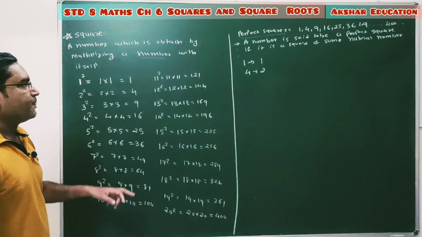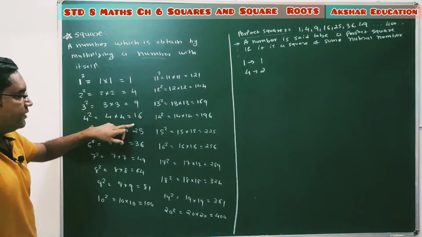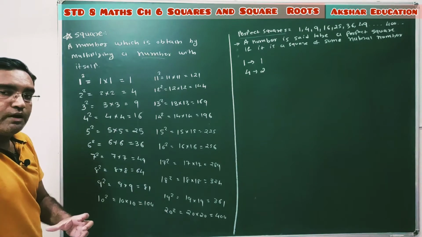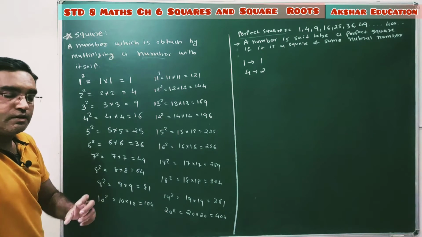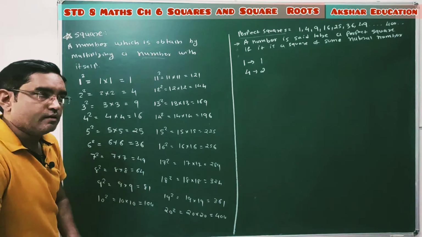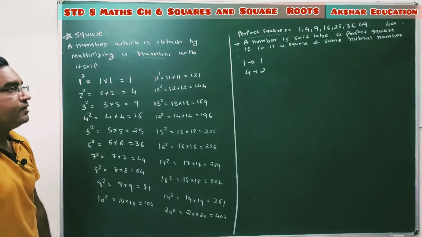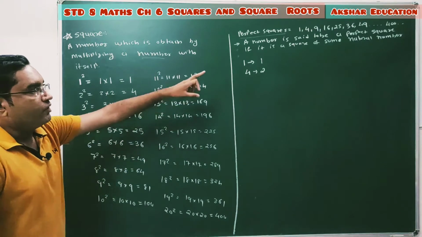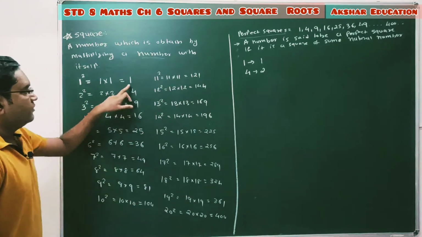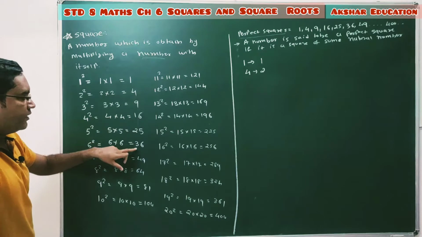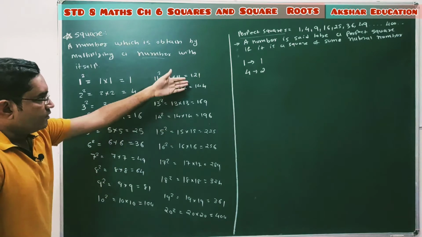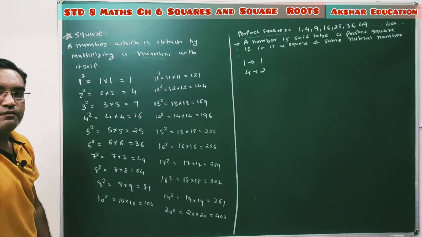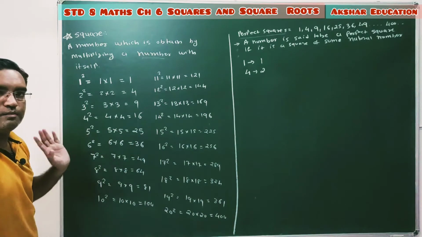Clear students? So this 1, 4, 9, 16, 25, 36, 49, 64. So number which is obtained by squaring some natural number. That means if the number is square of some natural number, then we can say that given number is the perfect square number. Done? So 1, 4, 9, 16, 25, 36, 49, 64, 121, 400. These numbers are the perfect square numbers. Why? Because they are square of some natural numbers.